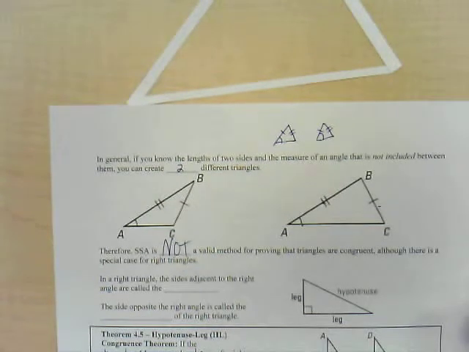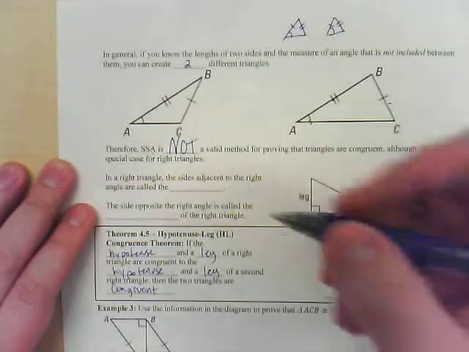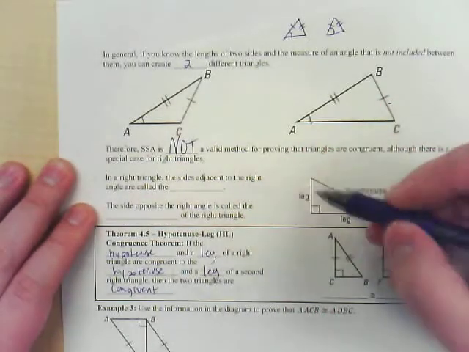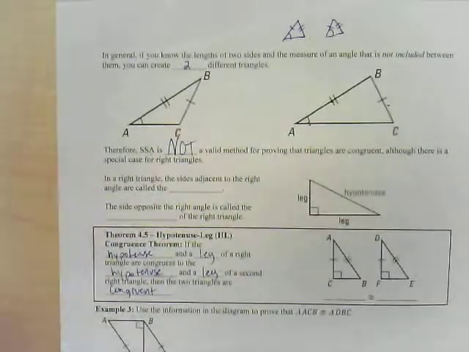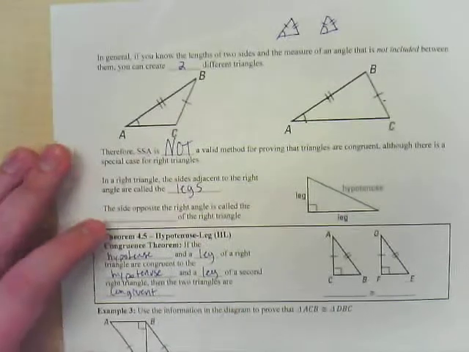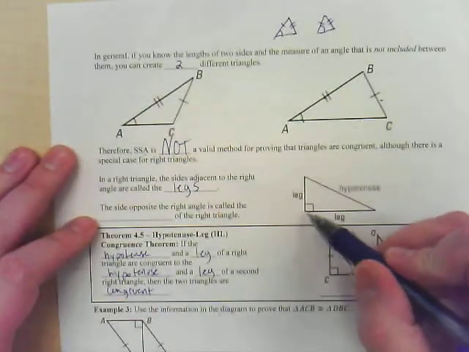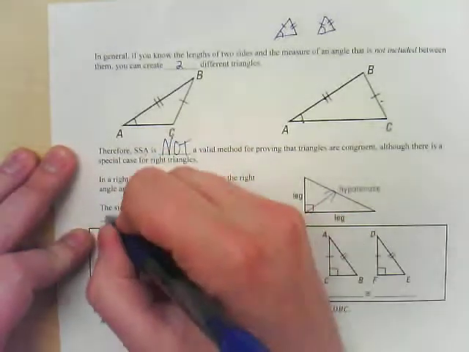All right, we actually do get a congruence, though, if this angle here is a right angle. So if this is a right triangle, then the 2 segments that make the right angle, we call those the legs. And then the third side that's not one of the legs, that's not attached to the right angle, that side is called the hypotenuse.